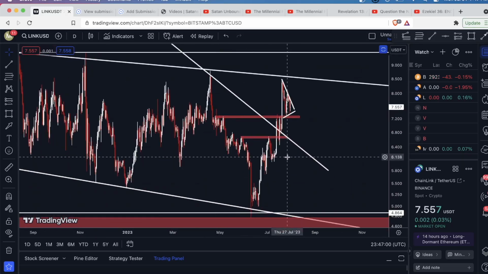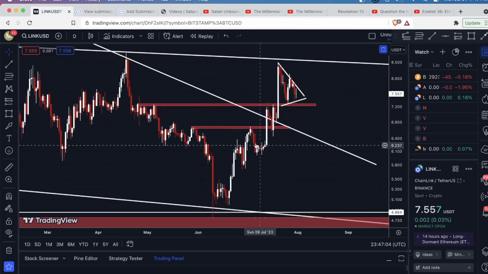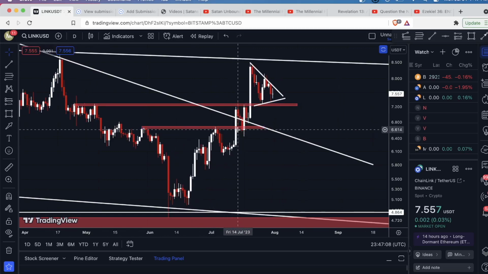But within this channel, we have different levels of support and resistance. So this was a level of resistance, which we've broken out of. We broke out of it, and we came to the next level of resistance, which was just up here.